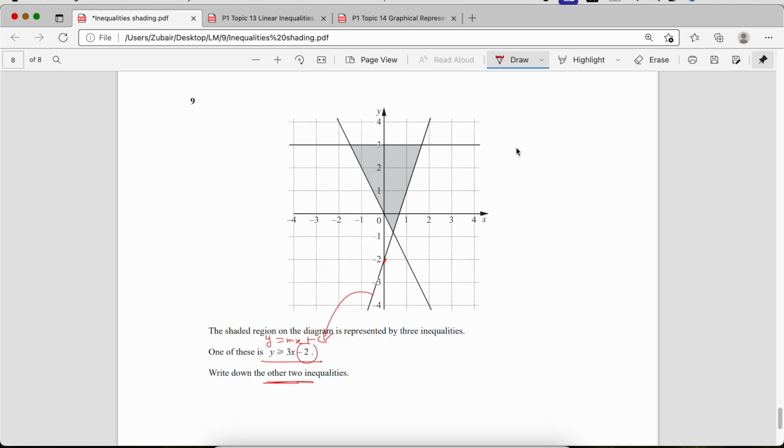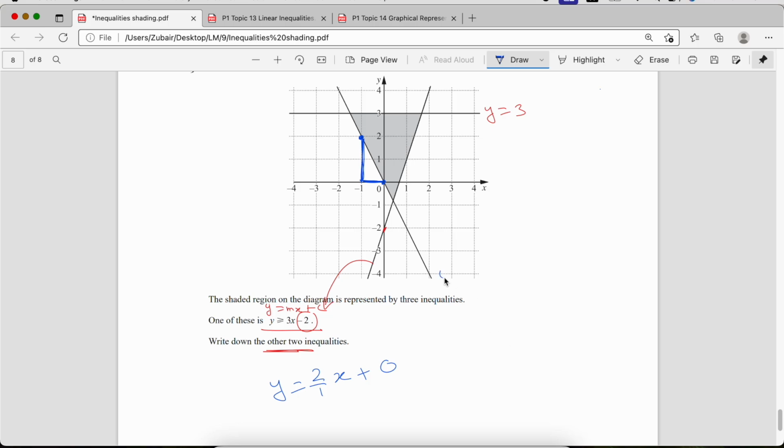One is this slanting line, one is that horizontal line which passes through 3, so the equation is y equals 3. By now I'm expecting that you would have understood the method, rise over run. These are two good points, and there's a rise of 2 and run of 1. So rise over run, gradient is 2 by 1. Since it passes through the origin, the y-intercept is 0, and the equation is y is equal to, gradient is negative, minus 2x.